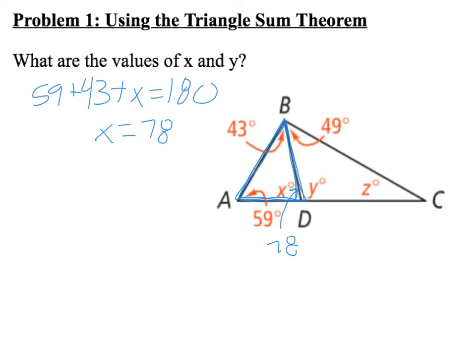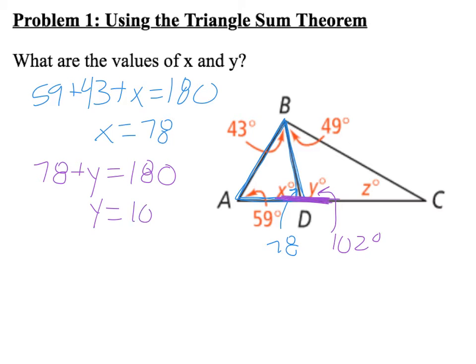Now also looking at this picture, now that I know what X is equal to, I see that X and Y create a straight line right here. Well, I know that a straight line is equal to 180, so I could say 78 plus Y is equal to 180 degrees. So angle Y right here is equal to 102 degrees, because I would subtract the 78.